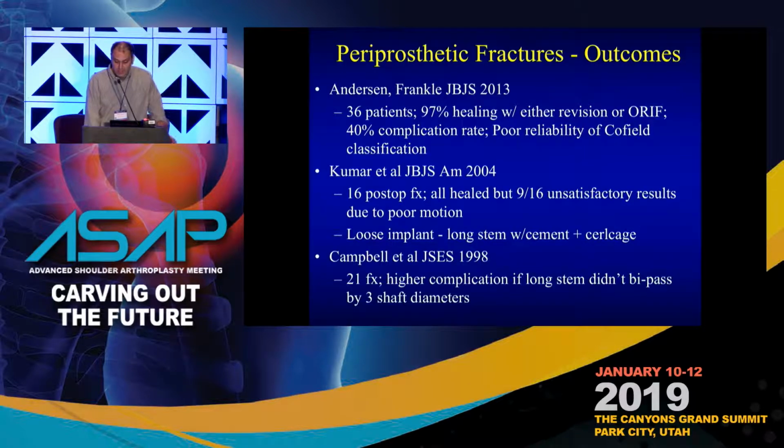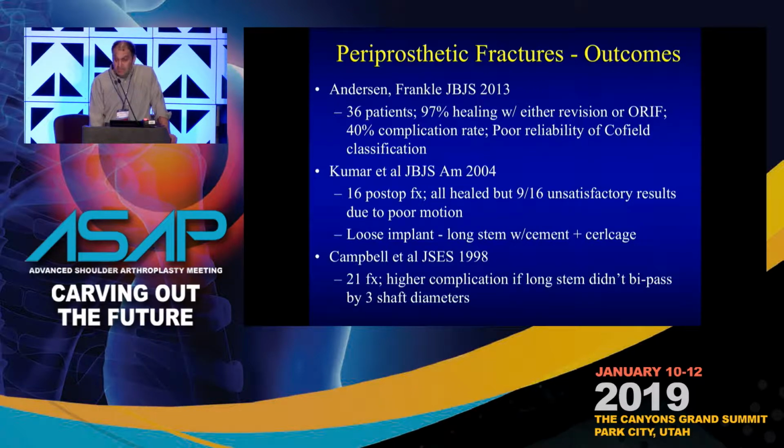So if we look at outcomes, Mark looked at 36 patients, largest series in the literature, 97% healing with either revision or ORIF, 40% complication rate, 20% revision rate. Complications include nerve injury, fracture, periprosthetic fracture after the operation, implant loosening, hardware failure. So these are basically every complication you can think of was in the paper. So these are daunting operations.